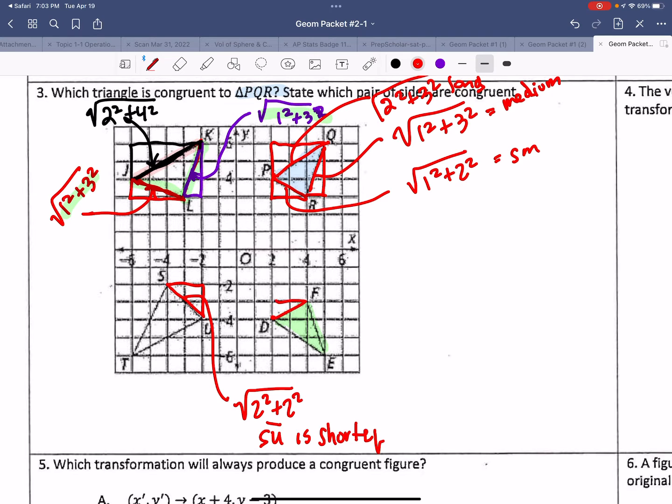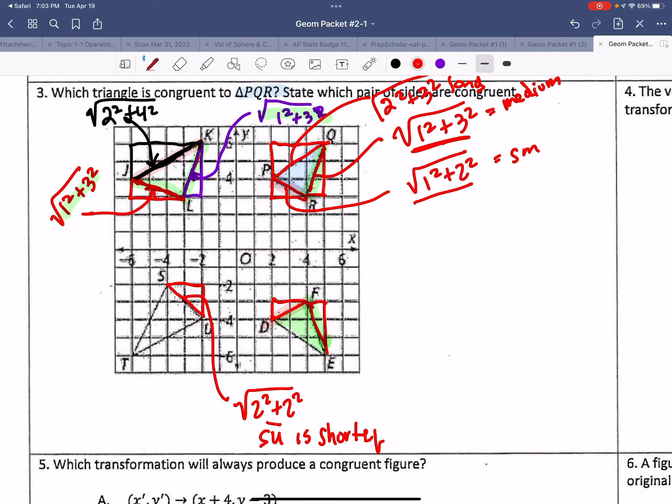So this one is 2, 1, same as that. So this is the same. This side's the same as this side. 1 and 3, we got 1 and 3. That's that median side. So that's that medium side, right?